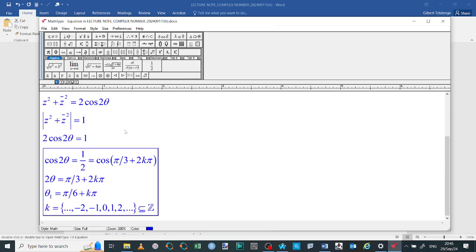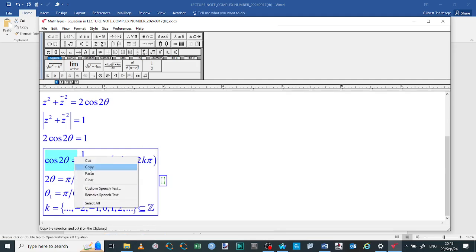Now the second possibility is just to take the negative side there. I can say that is cosine 2 theta.